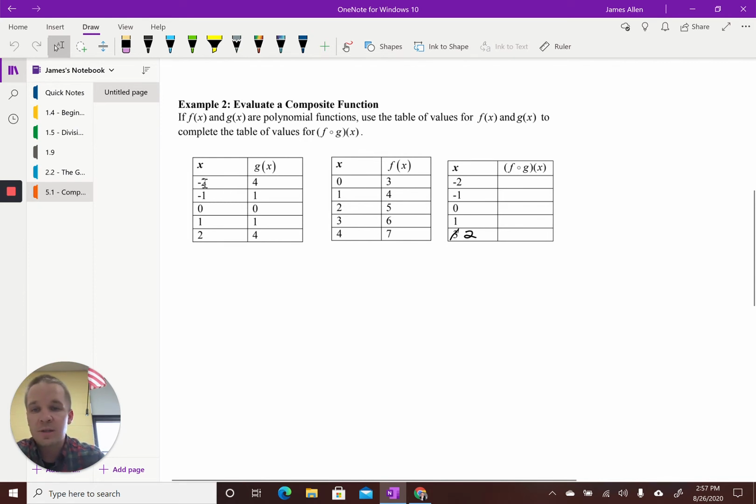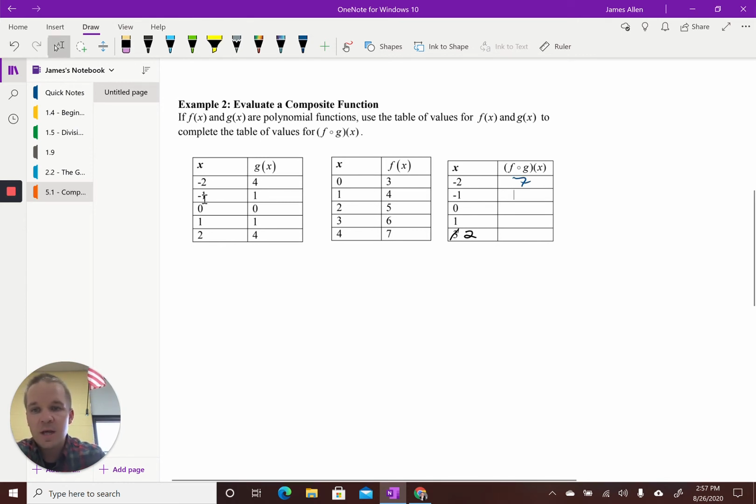So let's start with this, negative 2. Whatever I get for this as I'm going through it is going to go right here, okay? So negative 2 plugged into g gives me 4. And if I take that 4 and I plug it into my f function, I get 7. So that means that this would become 7.